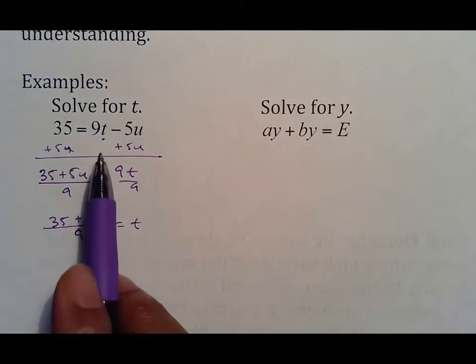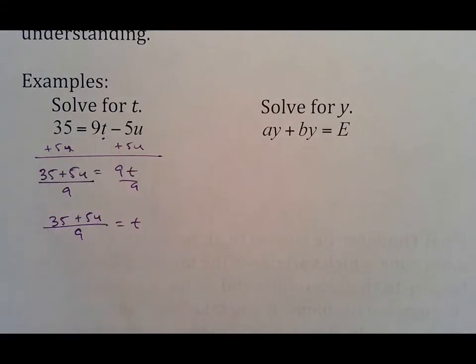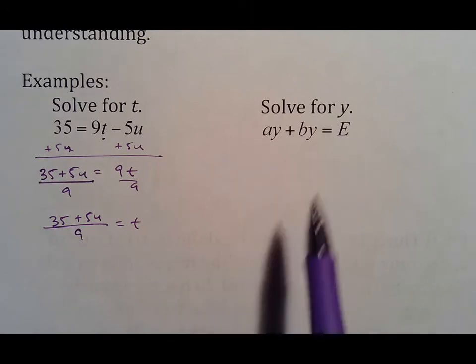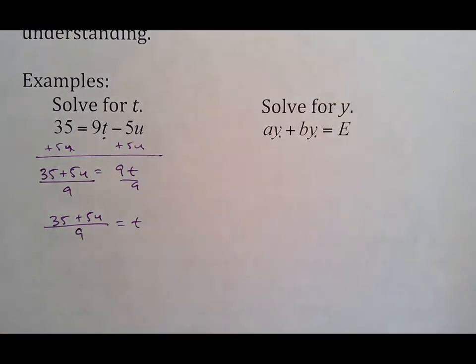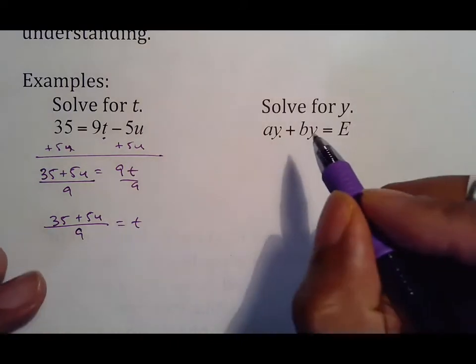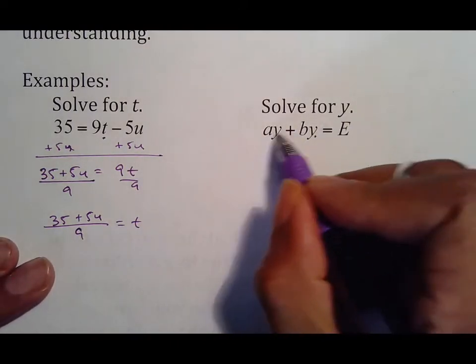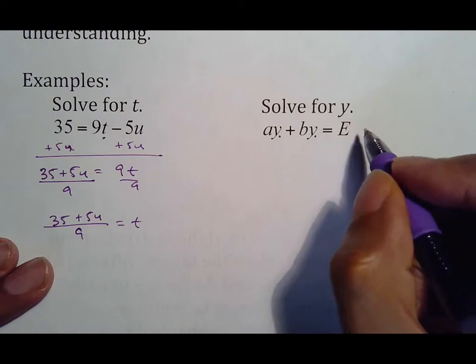That is one where you have one variable to get rid of and you have a few things to move. This one here, solve for y: ay plus by equals e. If you notice, we have two y's in that problem. And anytime you have more than one thing that you need there, especially if you can't put them together, we are going to do what we call factoring.